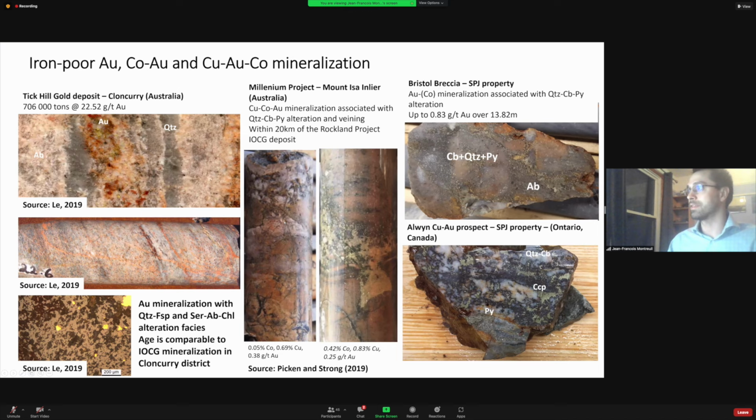On the SPJ property, we may have some examples of that happening as well, where we have early zones of sodic alteration, and then they are progressively overprinted and replaced by this carbonate-quartz alteration assemblage. And this is associated with gold and also gold-cobalt mineralization, overprinting the sedimentary unit. And the Alwyn prospect can also potentially be another one of these low-iron styles of mineralization, where we have chalcopyrite and gold in association with quartz-carbonate replacement and veining inside the sedimentary units.